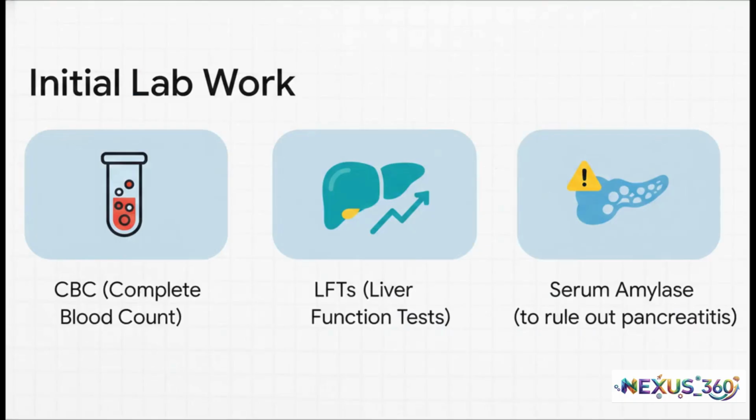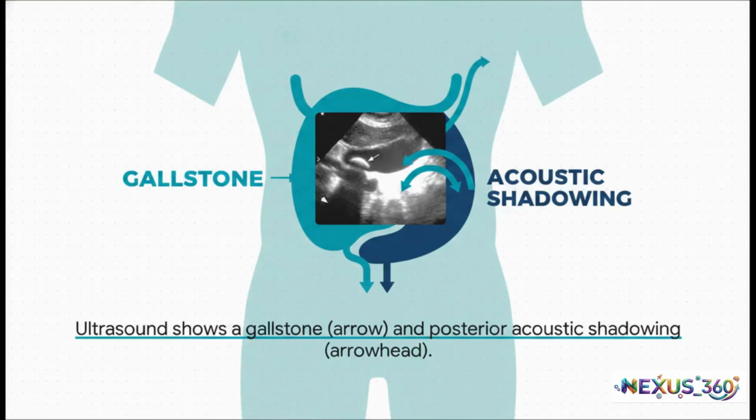So first things first, we're going to draw some blood. The CBC can give us a hint if there's inflammation going on. The liver function tests, or LFTs, are super important because they can tell us if a stone has moved out of the gallbladder and it's now blocking the main bile duct. And we absolutely have to check an amylase to make sure we're not dealing with gallstone pancreatitis, which is a very common complication. But here's the thing.